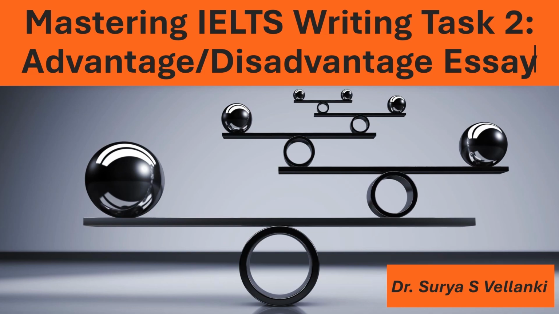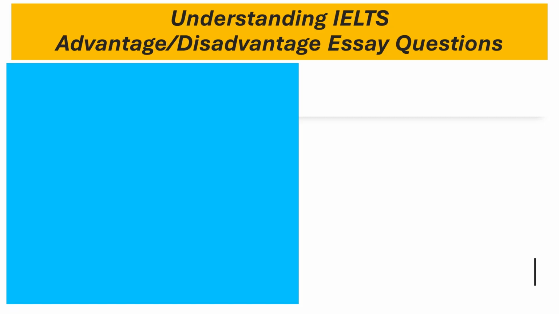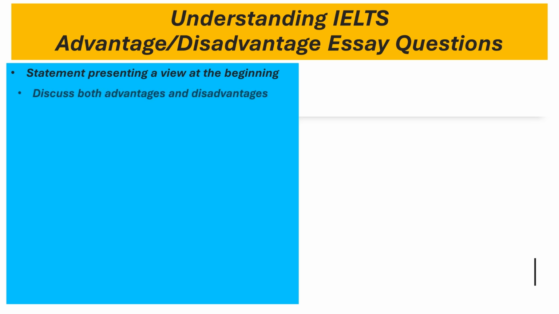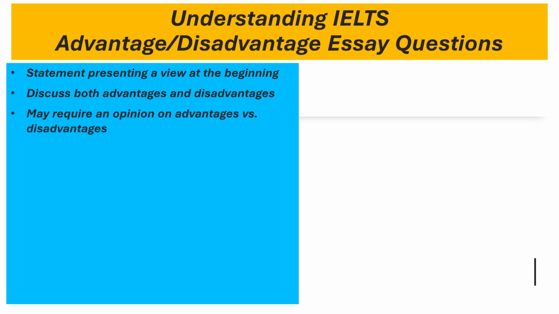Let's get started. The first step in writing a well-structured advantage-disadvantage essay is understanding the question type. Let's go through the key elements one by one. IELTS advantage-disadvantage essay questions usually begin with a statement expressing a viewpoint or describing a trend. This is followed by an instruction asking you to discuss both the positive and negative aspects of the topic while presenting both sides equally. Some questions go further and ask whether the advantages outweigh the disadvantages, requiring you to evaluate which side is stronger.